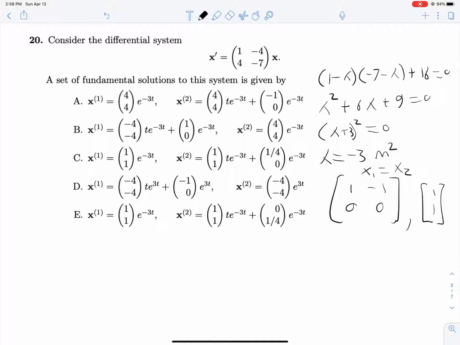So moving on now, we have our v1 and our lambda 1, but we're going to need to find our generalized eigenvector to be able to find our second solution, because we have our first solution here. We can write it out. It's (1, 1) e to the negative 3t.